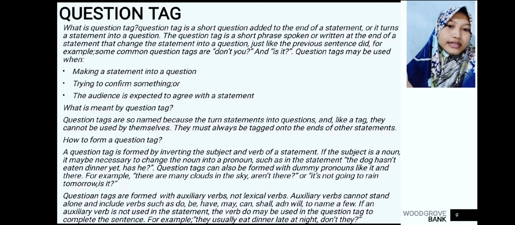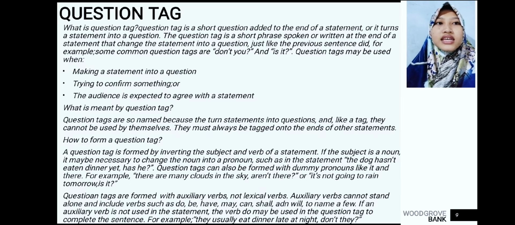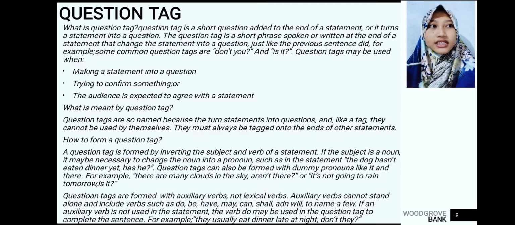And the second material after reported speech is the question tag. What is a question tag? A question tag is a short question added to the end of a statement, which turns the statement into a question. The question tag is a short phrase, spoken or written at the end of a statement, that changes the statement into a question, just like the previous sentence did.